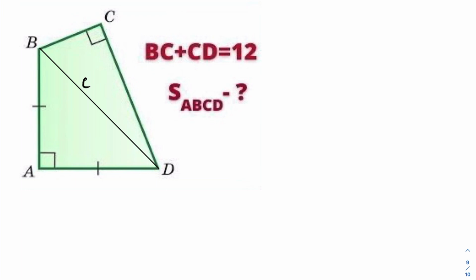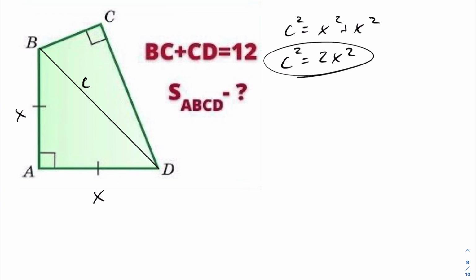I know that if I view the bottom right-hand triangle here, C squared is going to equal, let's label these with x's, x squared plus x squared. So I know I can represent C squared as being 2x squared.